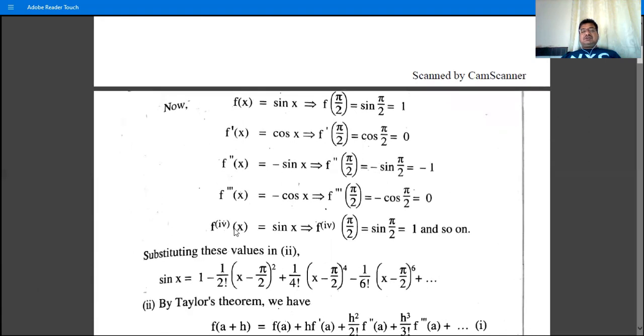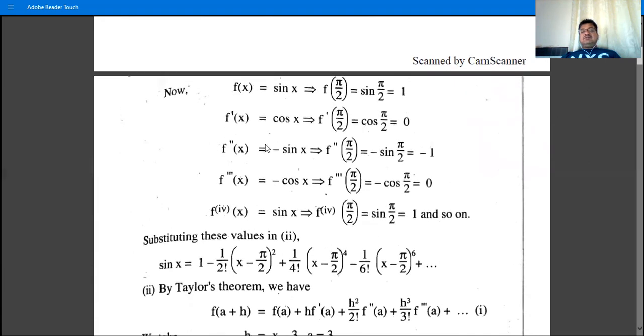F triple dash x is minus cos x. The derivative of minus sin x is minus cos x. F triple dash pi by 2 is minus cos pi by 2, which means 0, because cos pi by 2 is 0. F raised to 4 x, the derivative of minus cos x is plus sin x. F raised to 4 pi by 2, sin pi by 2 is 1, and so on.